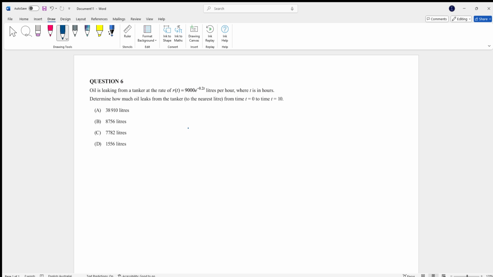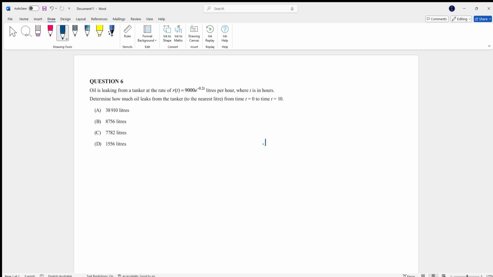So question 6. Oil is leaking from a tank at a rate of R of t liters per hour, where t is in hours. Determine how much oil leaks from the tanker to the nearest liter from time t equals 0 to t equals 10. Okay, first of all, this is a rate. This is the rate at which the liters is changing. So if we want to work out how much has gone out, we need to work out how much has pretty much gone at the start and how much has gone at the end.